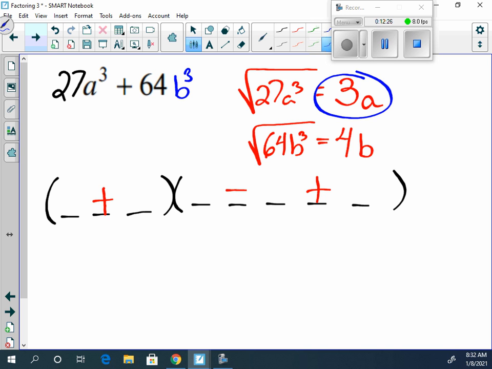Then we can move on to our terms. So 3a will go in our first spot. It'll be our a term, quote unquote. Because we'd have 3a, and then here we would have what? 3a squared, 3a to the first power, and then 3a to the 0. So it would just be 3a, and then we wouldn't put anything in the last spot, because anything to the 0 power is 1.